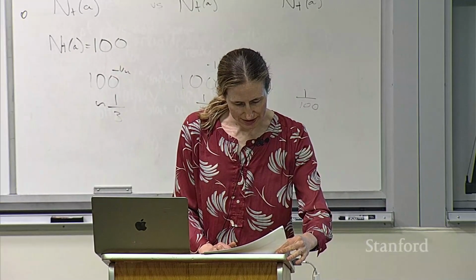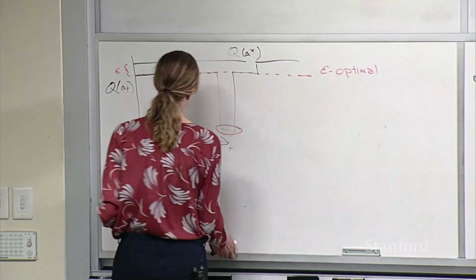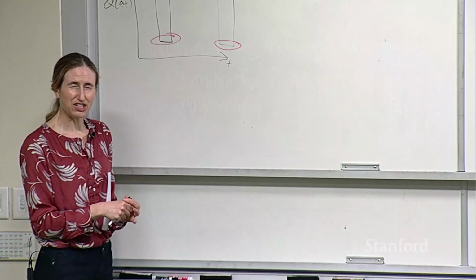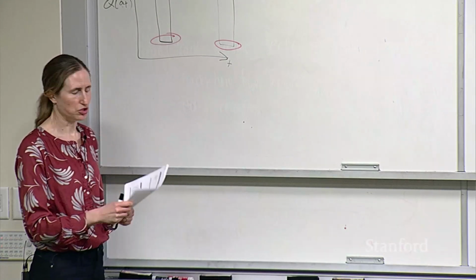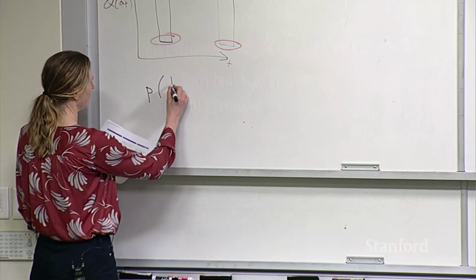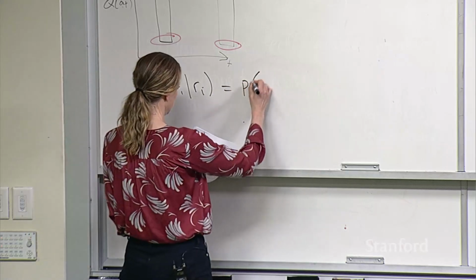So let's do a particular example. If the reward of arm i is a probability distribution that depends on a parameter phi_i, we have an initial prior over that parameter. Pull an arm, we observe a reward. Then we can use Bayes' rule to update that. And I think it's really helpful to visualize how the priors change over time. So we'll see that in an example shortly, just so you can see what that might look like. Okay, so what we're going to have here is Bayes' rule.